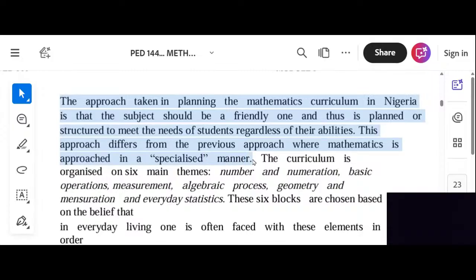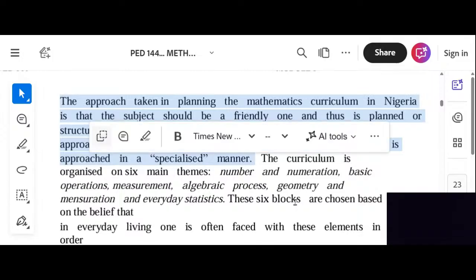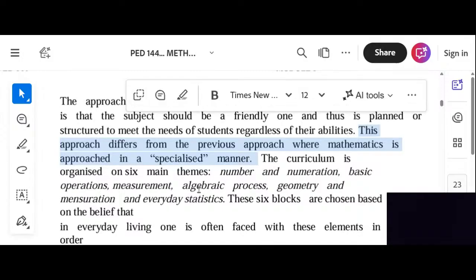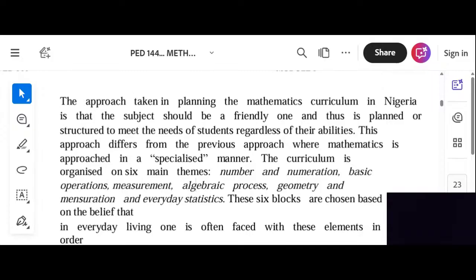Now, this approach differs from the previous approach where mathematics is approached in a specialized manner. I don't know if we should dwell a bit on that, or I think it's self-explanatory. We actually did not talk much on that old curriculum here because it's not our concern. What they want you to know here is the new curriculum. But sometimes you will not be making references to the old, and that is what is happening here.